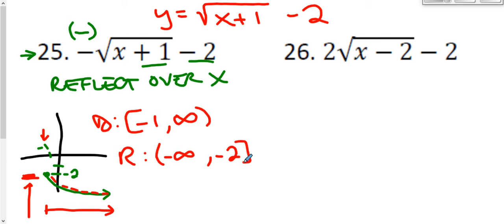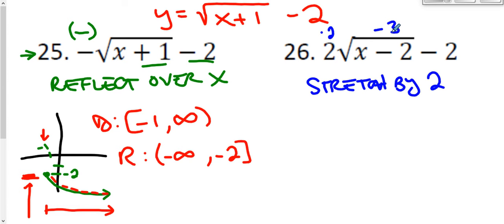Let's go ahead and take a look at how my second function has transformed from this parent function y equals the square root of x plus 1 minus 2. This one has a 2 in front. It's been multiplied by 2, and that's going to be a stretch by 2. It also has a -2 inside instead of a plus 1. So if I want to turn a plus 1 into a minus 2, I have to subtract 3. And if I subtract 3 inside my radical, I'm moving to the right 3.